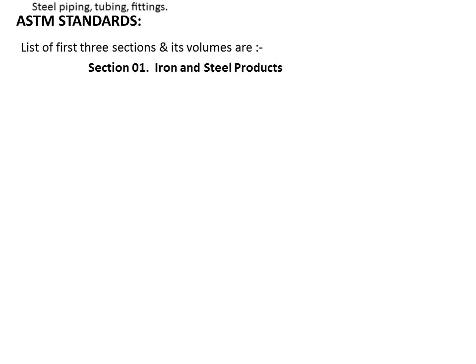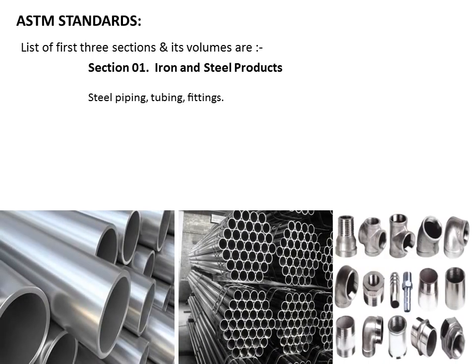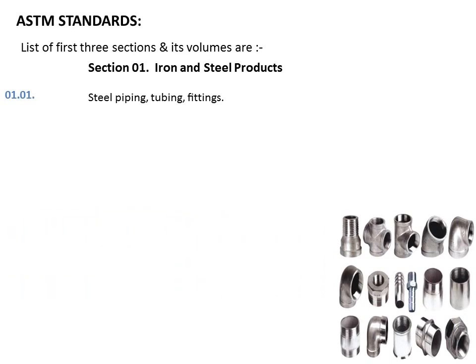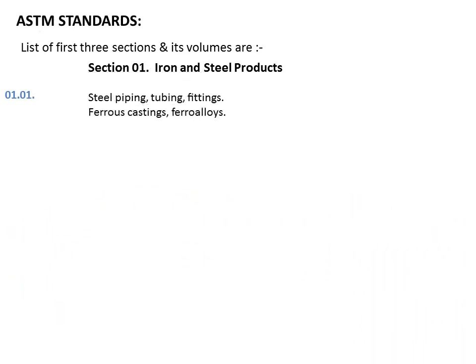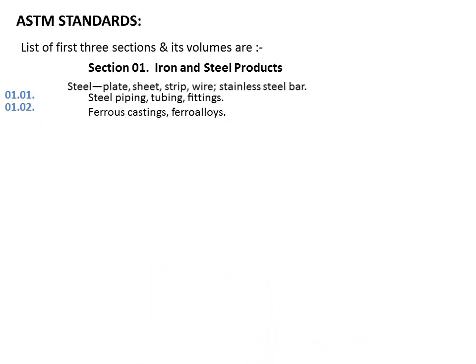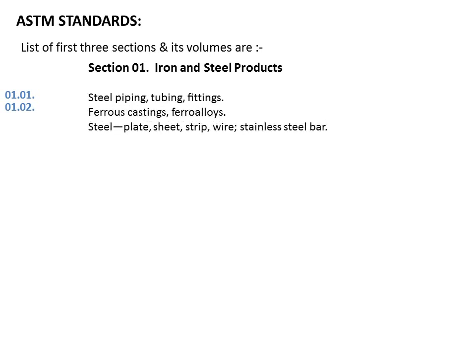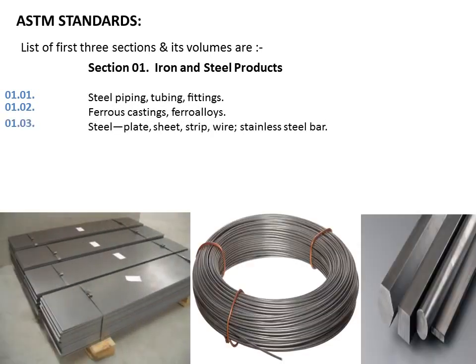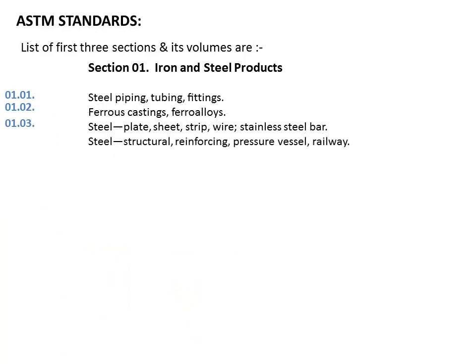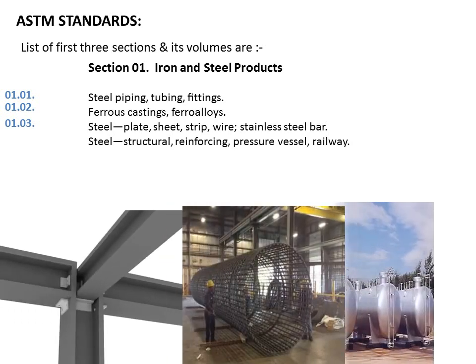Section 1, that is for the iron and steel products, contains steel piping, tubing, and fittings, contained in volume 1.01. Ferrous castings and ferroalloys are contained in 1.02. Steel plates, sheet, strips, wire, and stainless steel bar are contained in volume 1.03. Steel structural, reinforcing, pressure vessels and the railways are illustrated in volume 1.04.